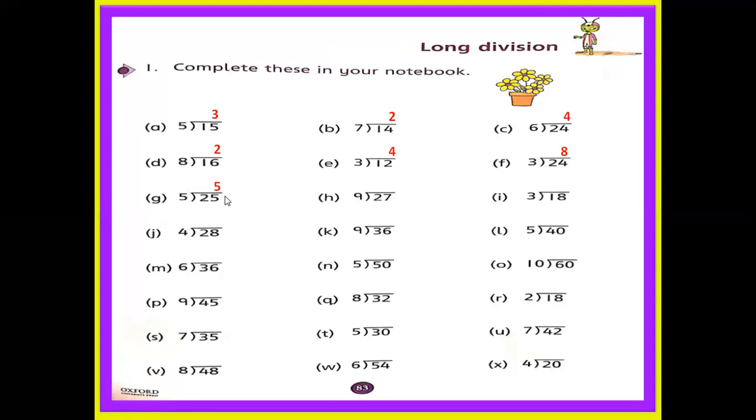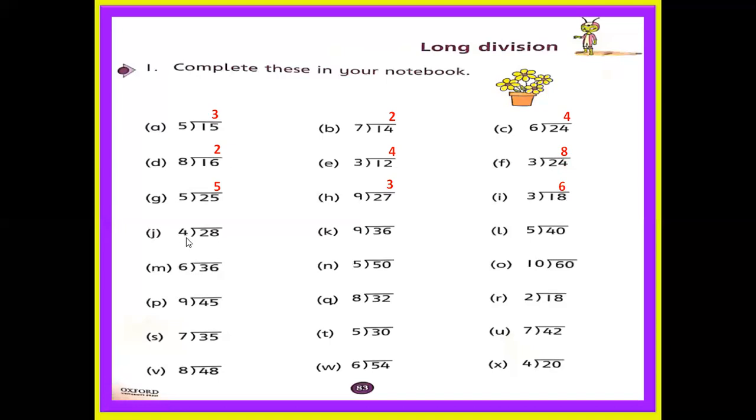Always remember this one. H part, 27 divided by 9. 9 ones are 9, 9 twos are 18, 9 threes are 27. I part, 18 divided by 3. Read the table of 3. 3 ones are 3, 3 twos are 6, 3 threes are 9, 3 fours are 12, 3 fives are 15, 3 sixes are 18. 18 comes when we multiply 3 with 6. So our answer is 6.